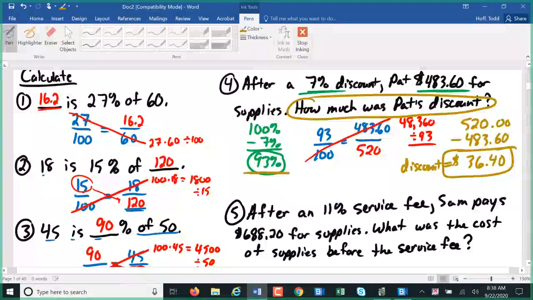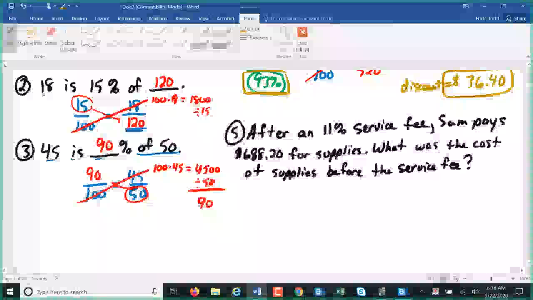So when it's a percent decrease, a lot of times we have to be aware of the percent of the discount or the decrease can be subtracted from 100 to find the percent of the final amount. And if it's that final amount that we're given, we have to make sure we work with that percent rather than 100%.